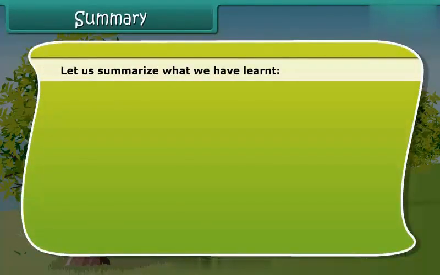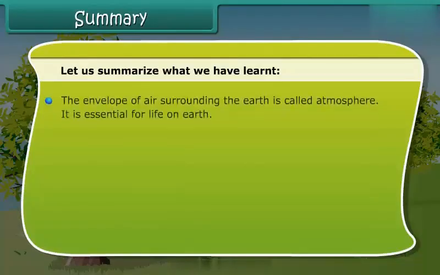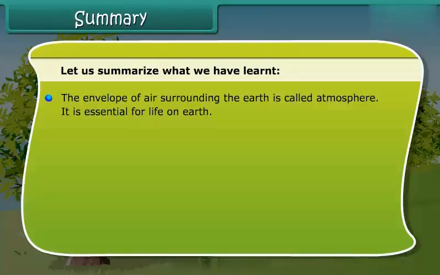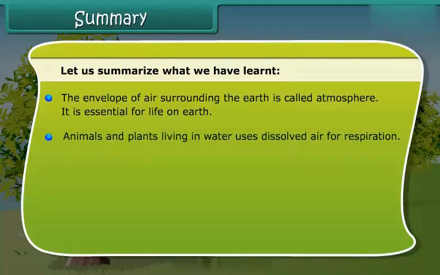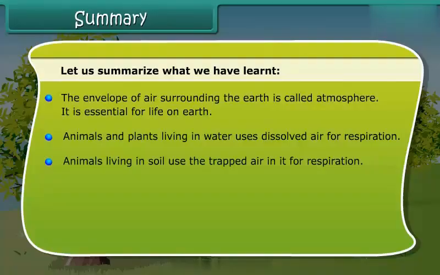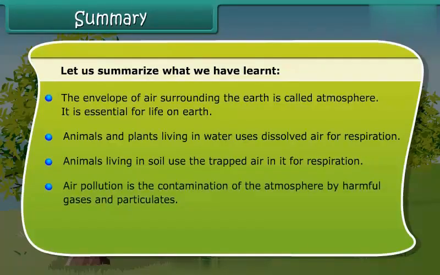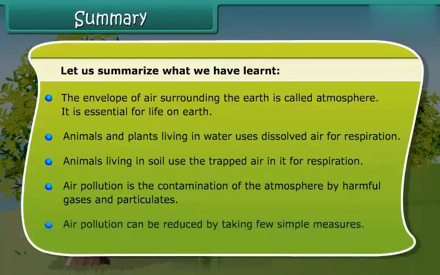Let us summarize what we have learned. The envelope of air surrounding the earth is called atmosphere. It is essential for life on earth. Animals and plants living in water use dissolved air for respiration. Animals living in soil use the trapped air in it for respiration. Air pollution is the contamination of the atmosphere by harmful gases and particulates. Air pollution can be reduced by taking a few simple measures.